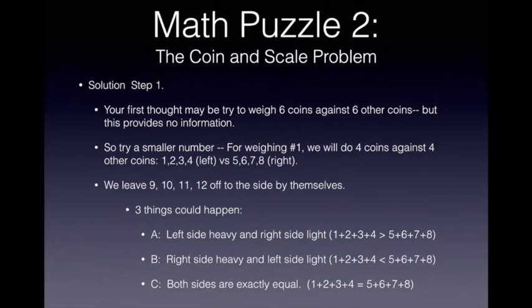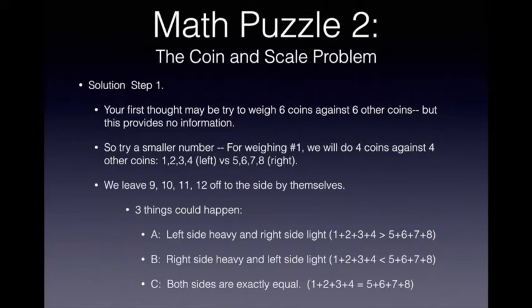You're going to do a smaller number of coins. So for weighing number 1, we're going to do 4 coins against 4 coins. And for this problem, you're going to need to keep track of what coin is what. So you kind of have to number them 1 through 12, and just keep track of which ones you've already been working with so you don't mix them up.